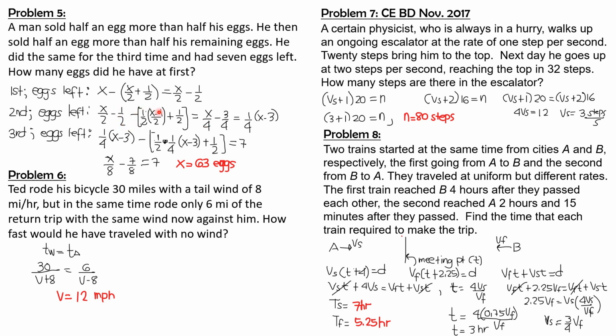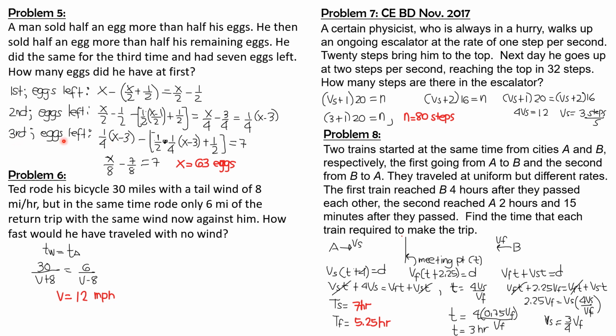plus 1/4. Negative 1/2 plus 1/4 is negative 1/4, then minus 1/2, negative 3/4. So the number of eggs left after the second selling would be 1/4 of x minus 3. Then the process is repeated.